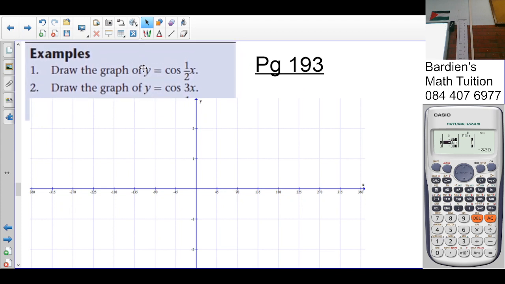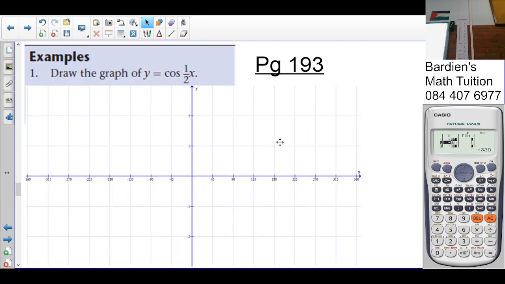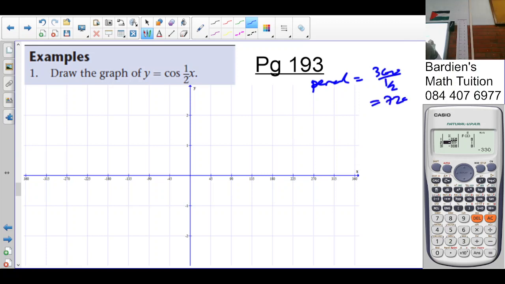Alright, so let's do number 1. Number 1 says, draw the graph y equals cos of a half x. People, what's the amplitude on this graph? 1. So the range is between negative 1 and 1. Then we are told you've got cos of a half x. The thing I'm interested in is my period. So the period is going to be 360 divided by a half, which is 720.